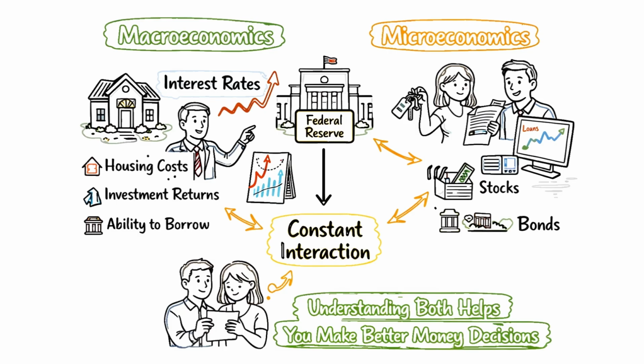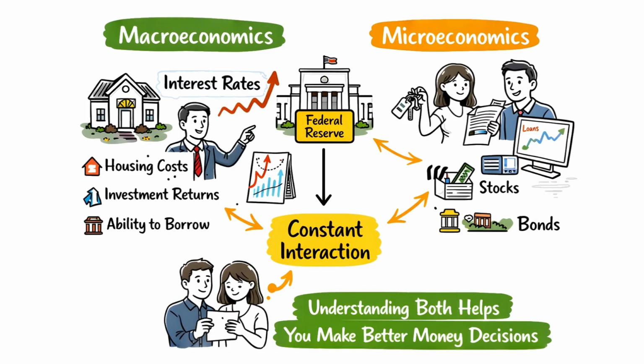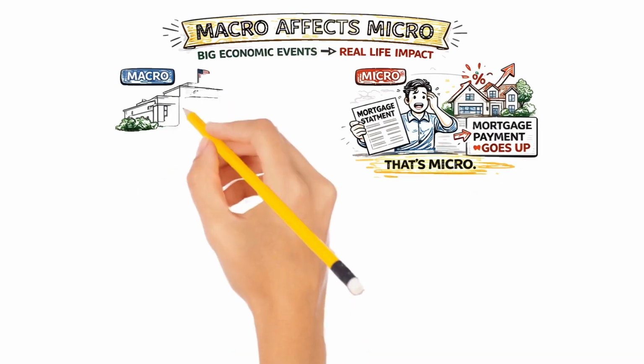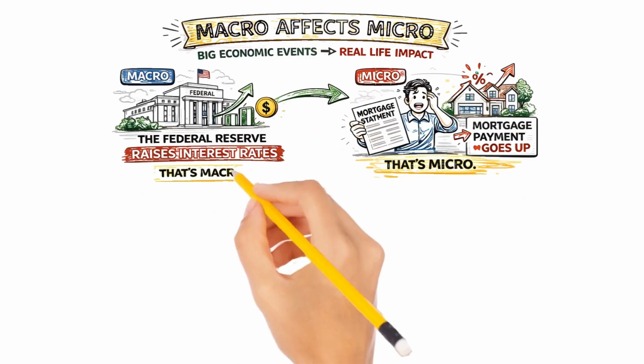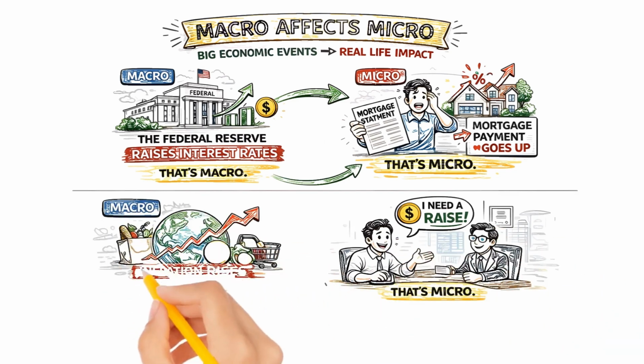Now here's where it gets really interesting. Micro and macro aren't separate. They interact constantly, and understanding this interaction is the key to making better money decisions. Macro affects micro. The Federal Reserve raises interest rates. That's macro. Now your mortgage payment goes up. That's micro. You have less money to spend on other things.